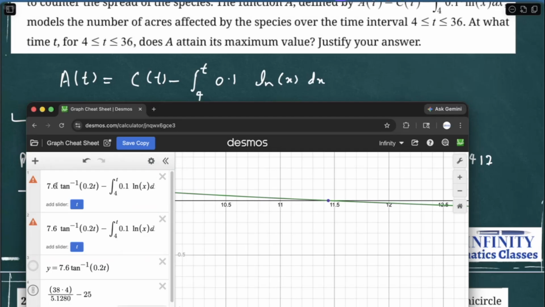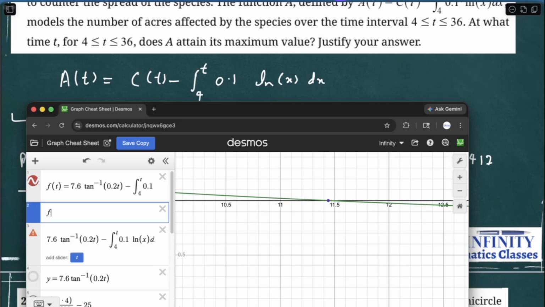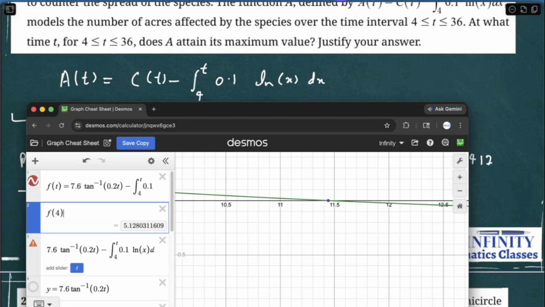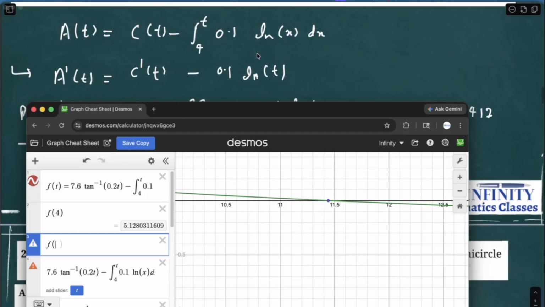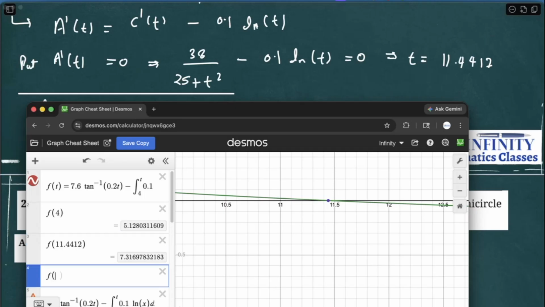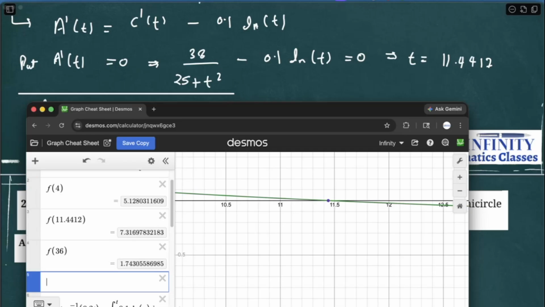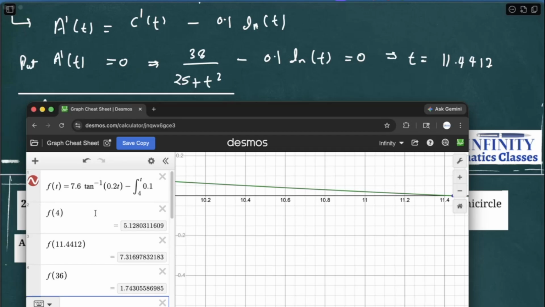Give me a second. In this case, I will be trying to get the value of f(t). Yes, I think now it is working perfectly okay. I need the value at 4. I need the value of the function at 11.4412. And I need the value of f at 36. So these are the values I obtained.